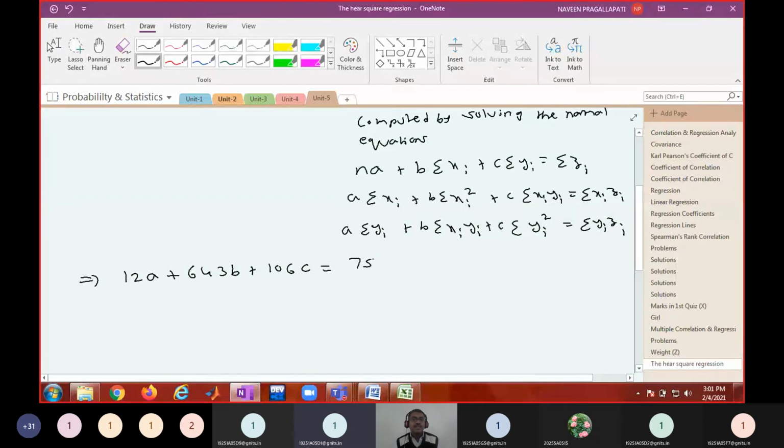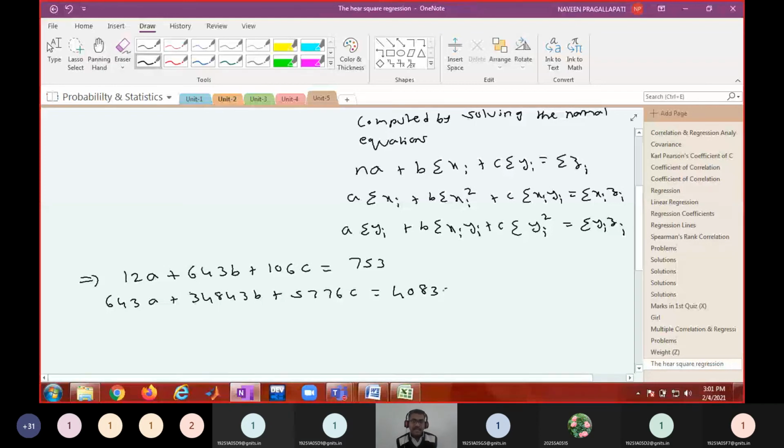753. Next, sigma xi is 643. 643a plus sigma xi square, 34,843b, plus sigma xi yi, 5776c, equal to sigma xi zi, 40,834.